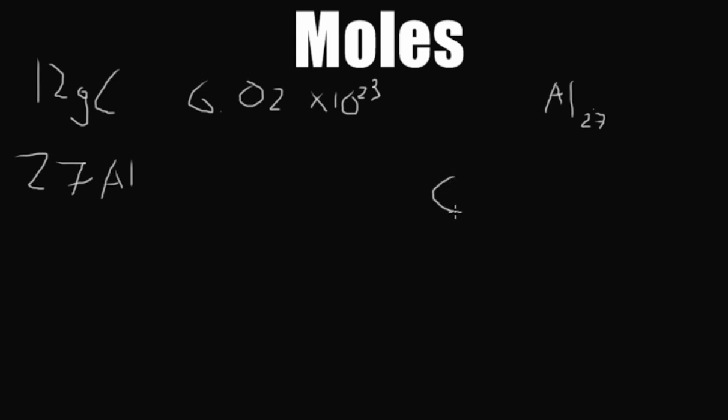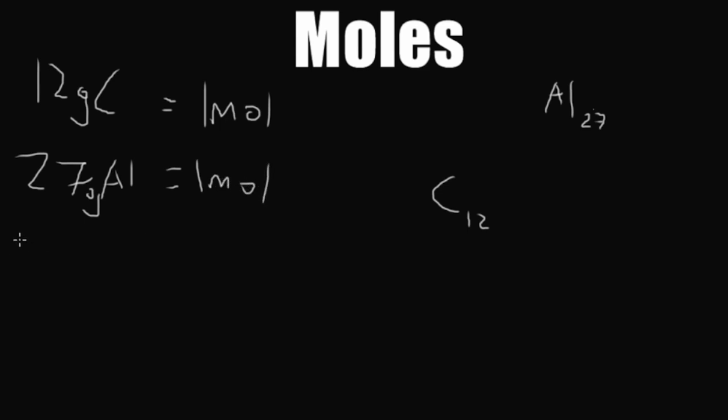Carbon has a relative atomic mass of 12. So if carbon has a relative atomic mass of 12, and 12 grams of carbon contains 1 mole of substance, then we can say that the relative atomic mass, relative formula mass, or relative molecular mass is equal to the mass of that given atom or compound which will contain 1 mole of particles. So 12 grams of carbon-12 will contain 1 mole. 27 grams of aluminum will also contain 1 mole.